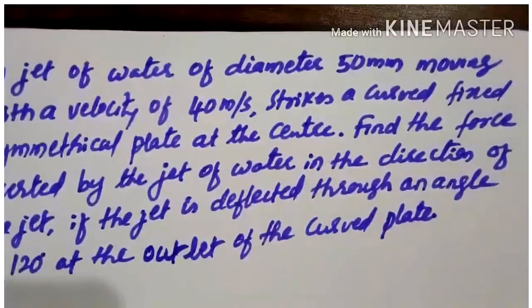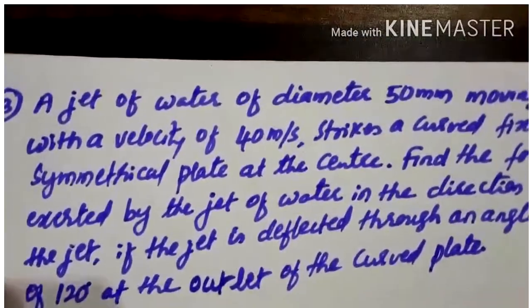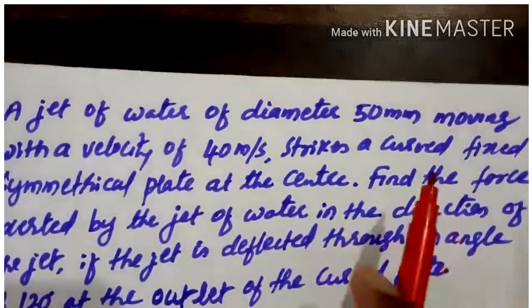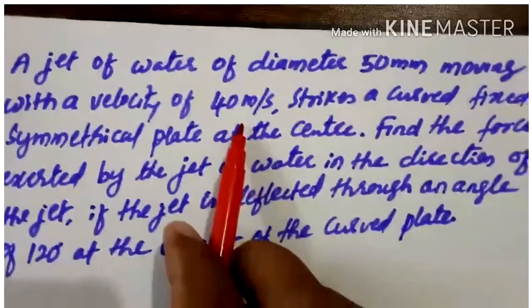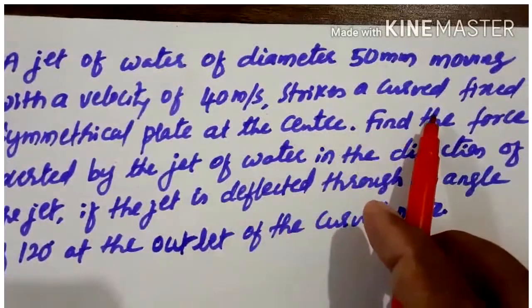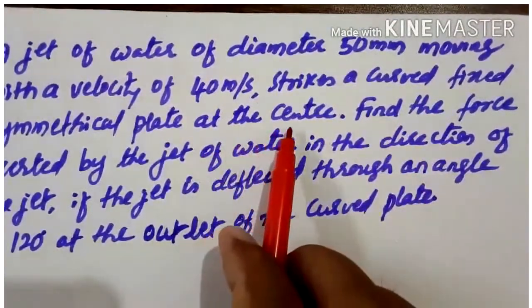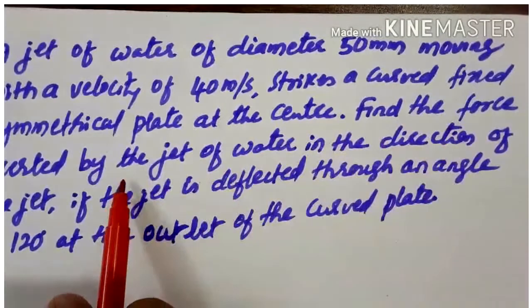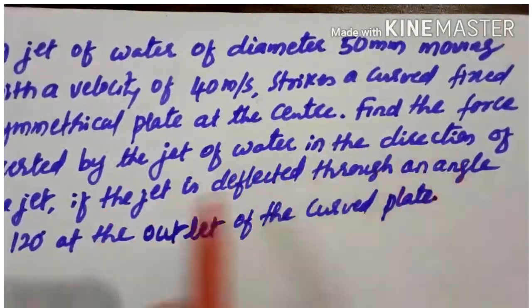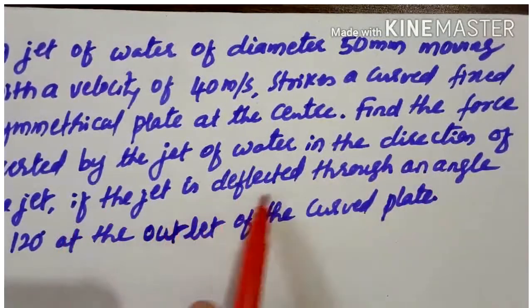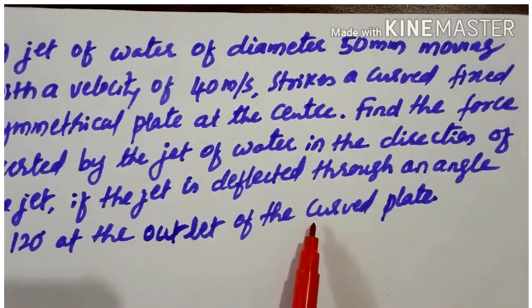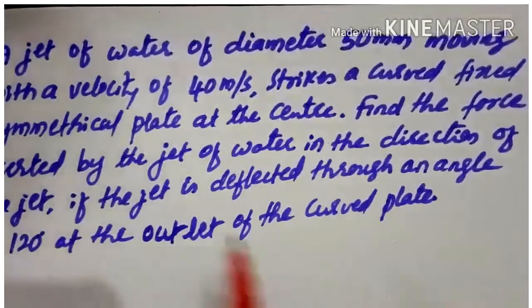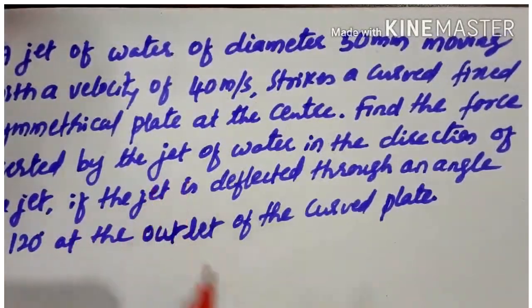Okay, so let us take one more example. In this example, a jet of water of diameter 50 mm moving with a velocity of 40 meter per second strikes a curved fixed symmetrical plate at the center. Find the force exerted by the jet of water in the direction of the jet if the jet is deflected through an angle of 120 degree at the outlet of the curved vane. So again, this is a similar problem to the first one I solved.